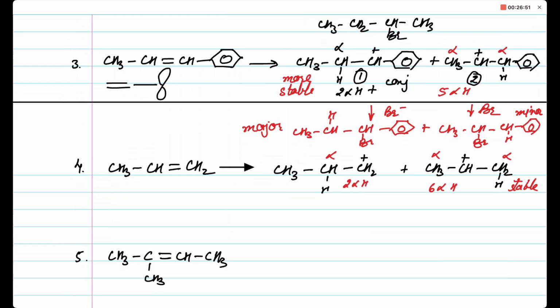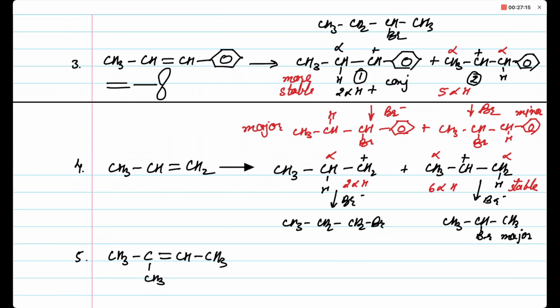So when we react it with the Br minus, we are going to get two products as is understood. This one would be the product CH3, CH2, CH2Br, and this is going to be CH3, CHBr, CH3, and this would be the major product because it is formed from the more stable carbocation.